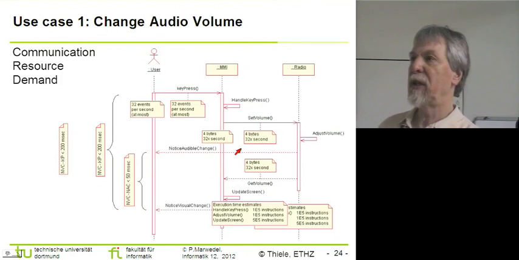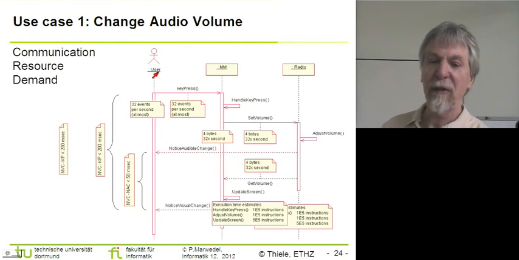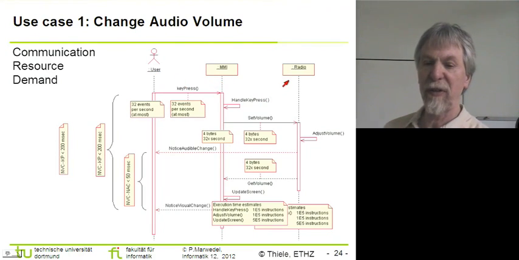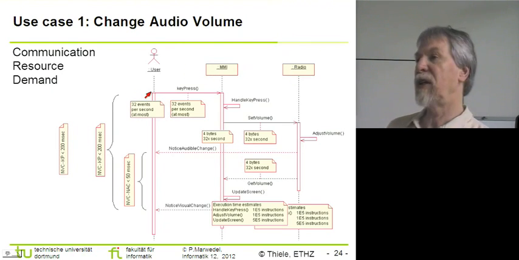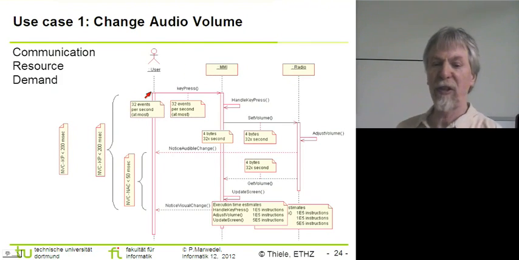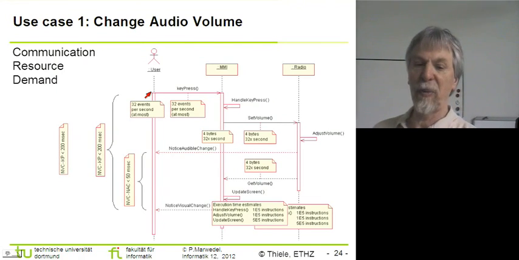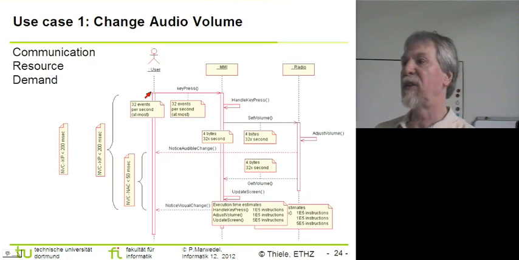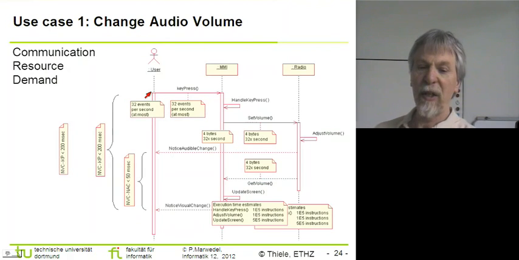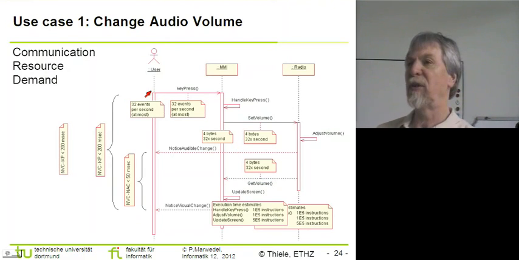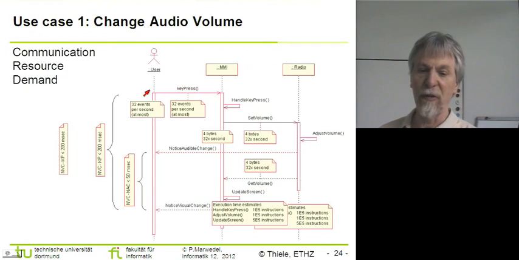Now, in our sequence chart model of this use case, we have the different entities. We have the user, we have the man-machine interface, and we have the radio. And we can annotate this sequence chart with certain additional information. This actually goes a little bit beyond the standard information that can be included in a sequence chart, but usually there are extensions that allow you to indicate additional information.